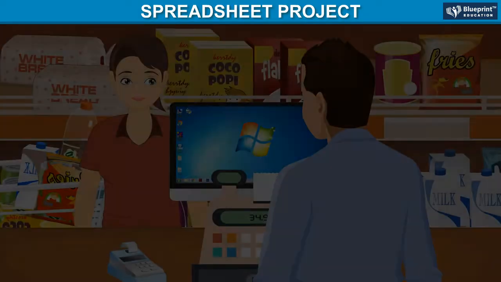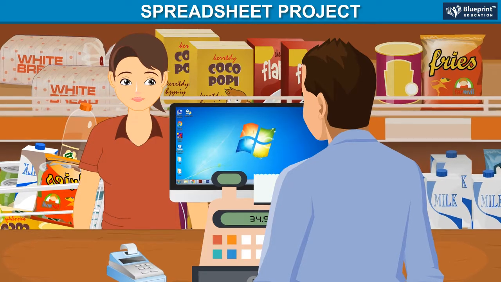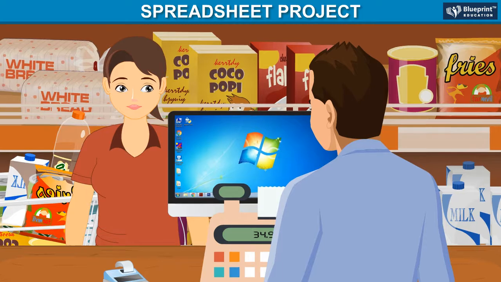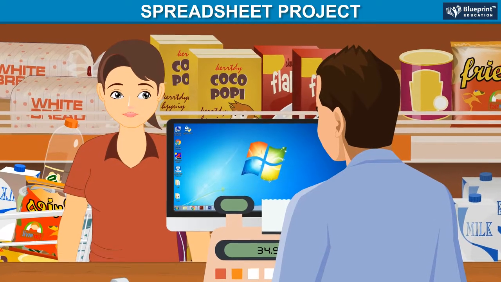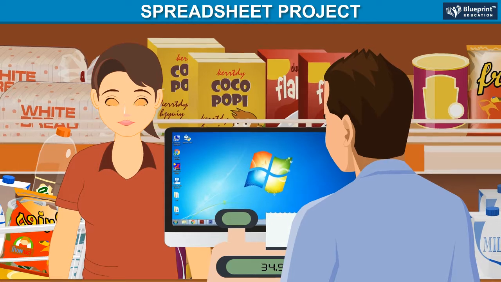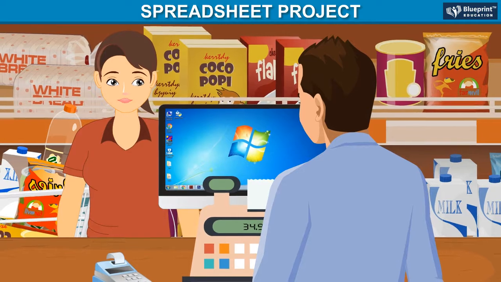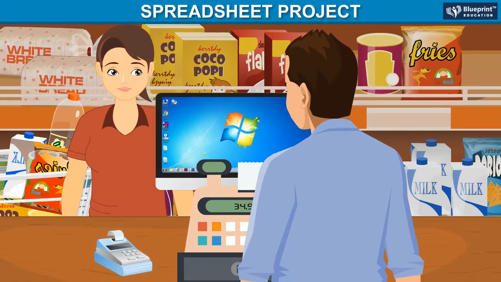Spreadsheet Project. Mr. Verma, the owner of a grocery shop, wants to generate computerized bills after adding the new Goods and Service Tax (GST) introduced by the Indian government. To start with, help him create an Excel worksheet for calculating the bills by following the given guidelines.